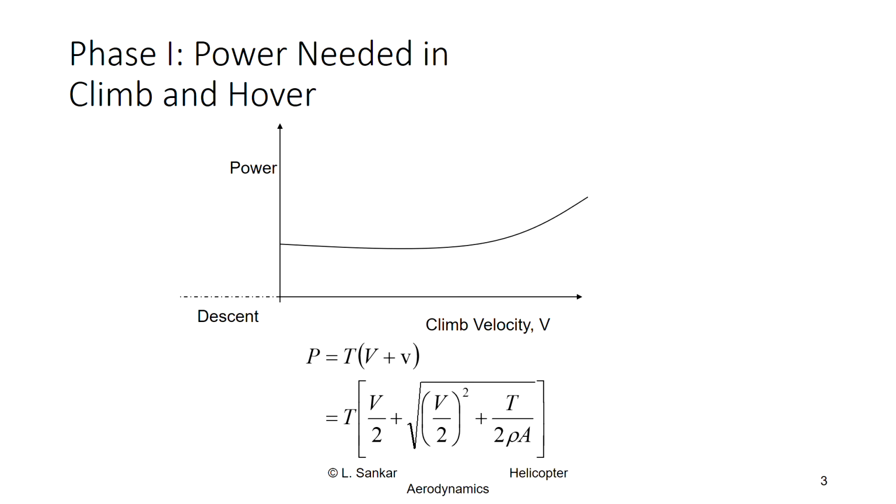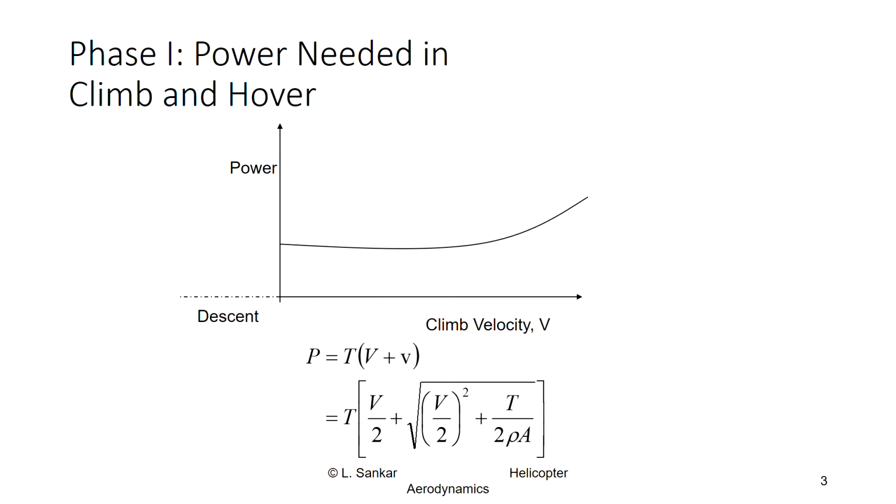You could think of this TV as the energy rate at which you are increasing the potential energy. Every second you are climbing to a certain altitude, so rate of climb times T is the rate of change of potential energy. That's the first term. The second term is T times a lowercase v, the induced power, because you are pushing the molecules down. They have a higher velocity compared to what they started with. So the kinetic energy that you expend in the molecules per unit time is the induced power.